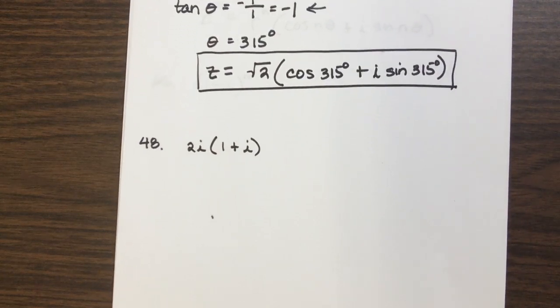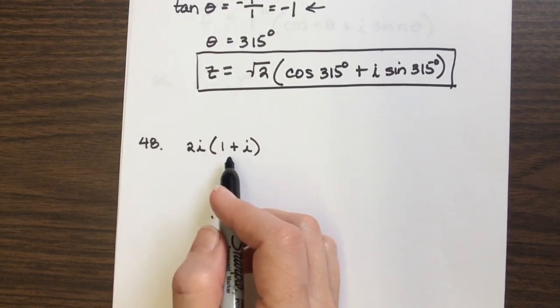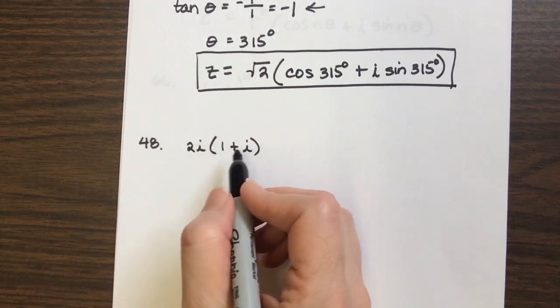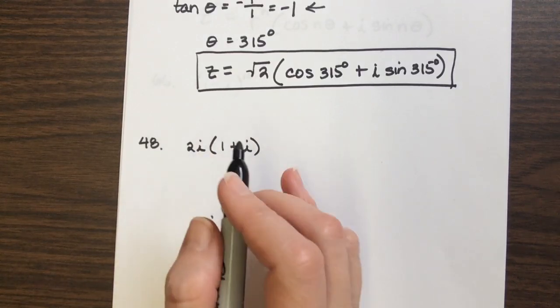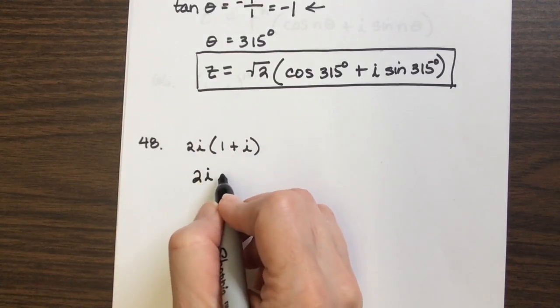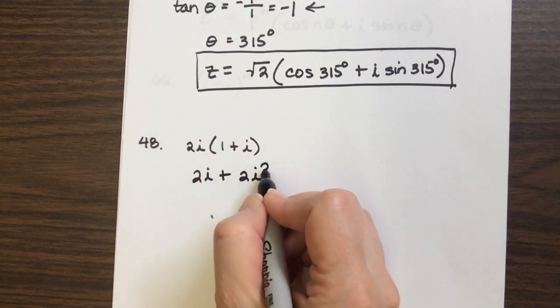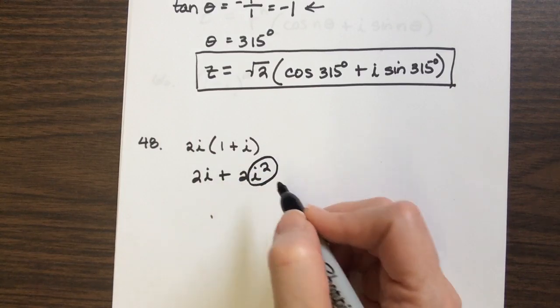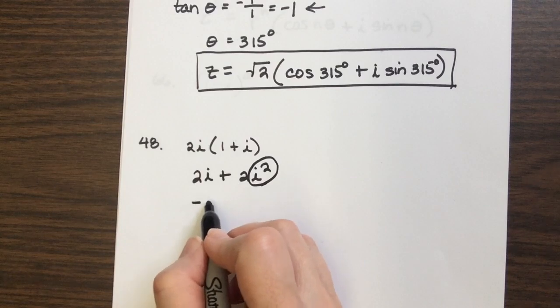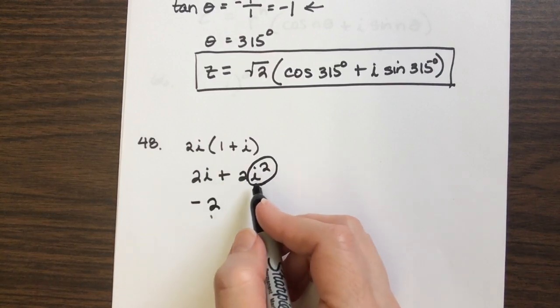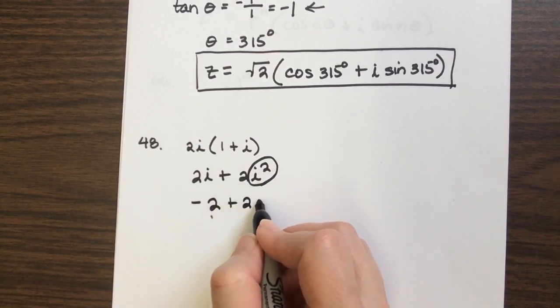All right, I'm going to do one more of those. So I've got 2i times 1 plus i. I'm going to do the same thing here, except I'm going to distribute this and put this in complex form. So I've got 2i plus 2i squared. Remember by definition that i squared is negative 1. So this is negative 2, switching the order, negative 2 plus 2i.